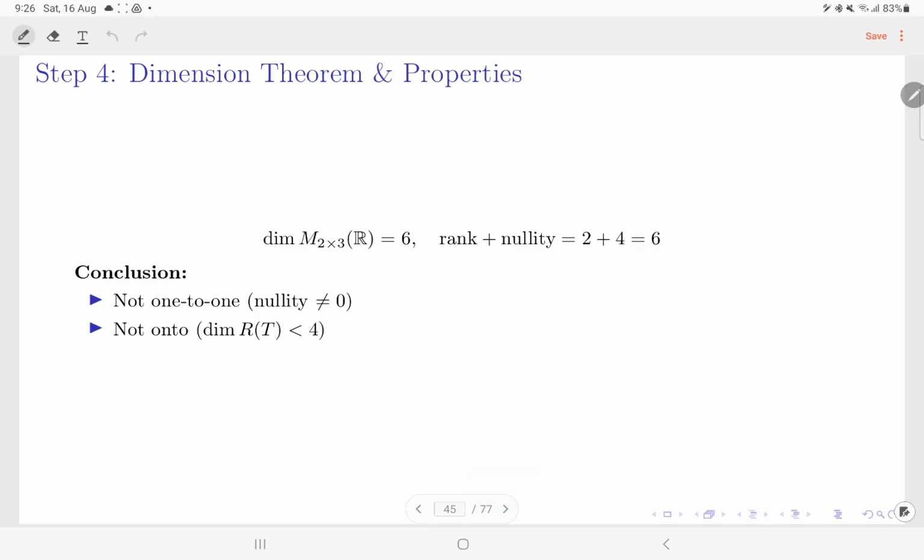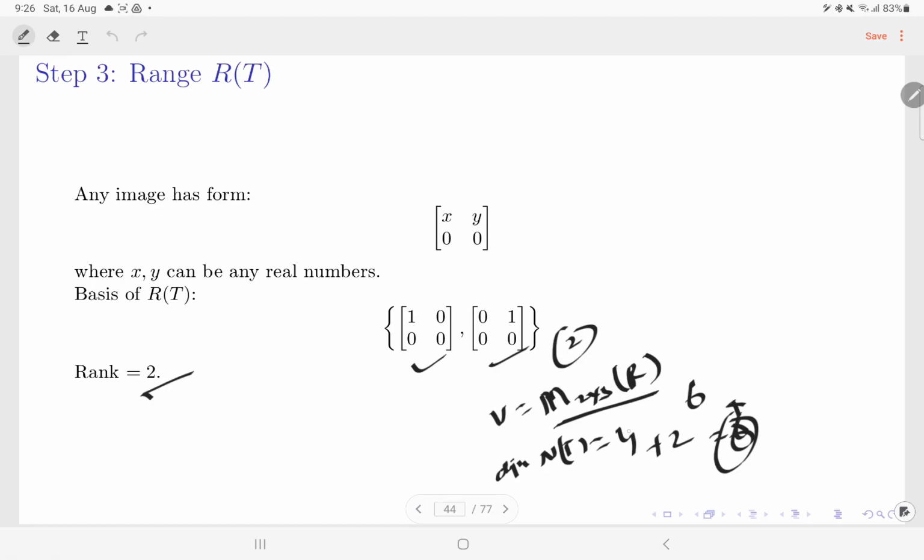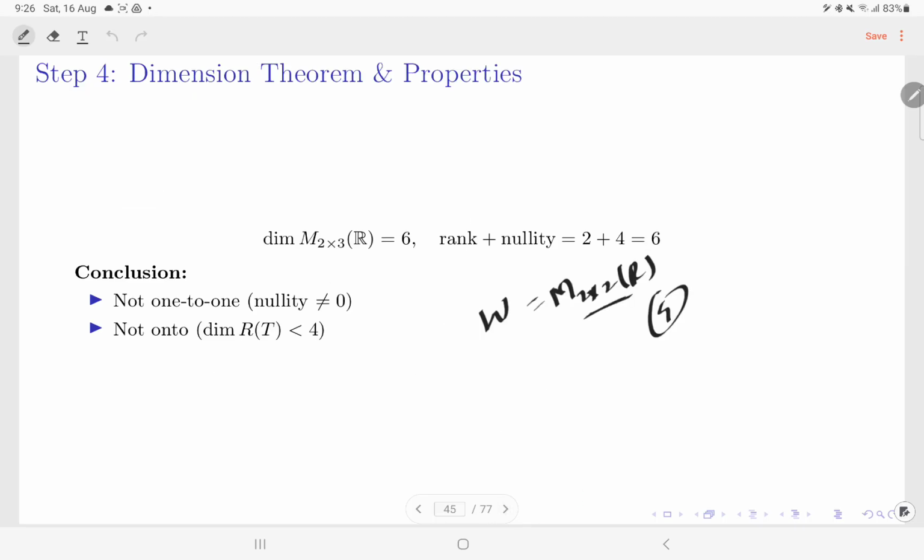Okay, now for 1-1 and onto. Of course, for one-one the nullity should be 0, but here nullity is not 0, so from the definition this is not one-one. What about onto? The range of T should be the complete W space, right? And W is your M2 cross 2 over R, so its dimension is 4. But here what have you found? The dimension of the range is 2. Hence not equal, that means it is not onto as well.